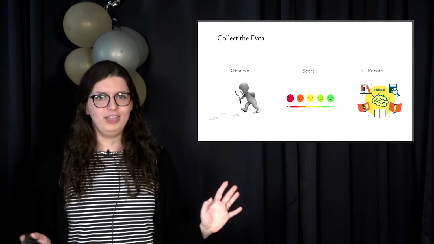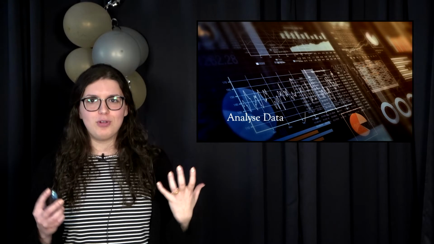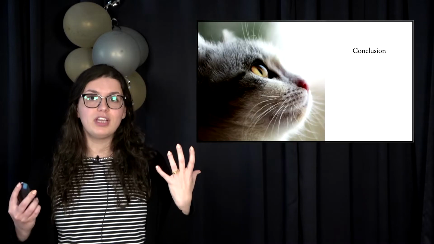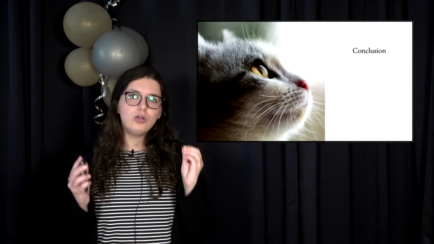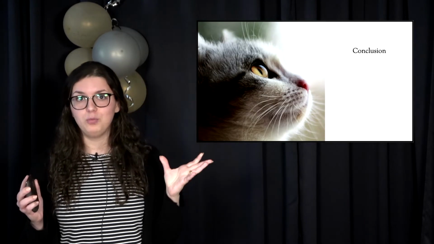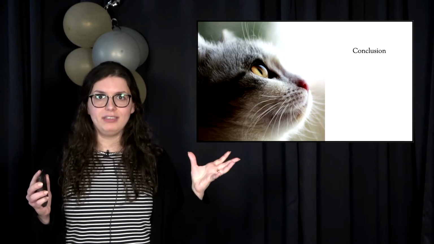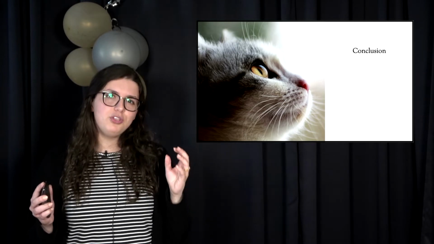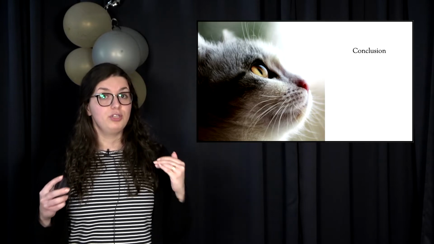So now we have collected all this fancy data. We have all of these numbers and descriptions that we have. We need to analyze them, analyze all of the numbers and the scales that we have, and we come up with a conclusion. The conclusion can be really simple, like one word. Cats are mean, cats are not mean. But usually the conclusion also has a little bit of an explanation.